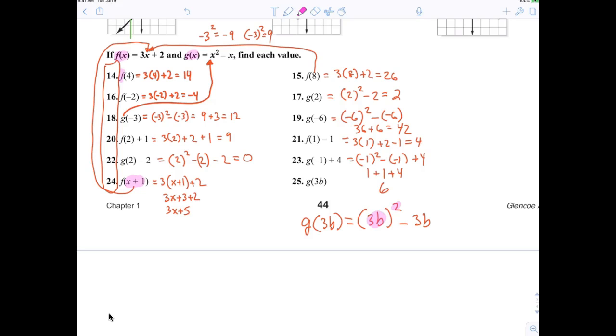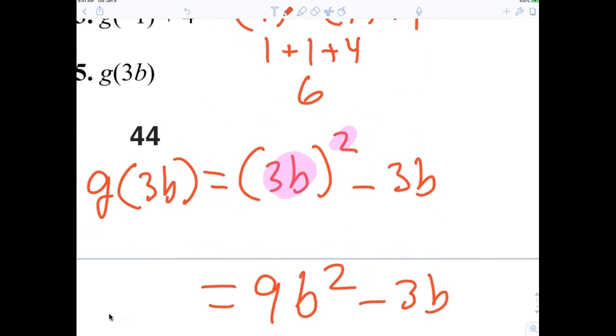So your answer is 9b squared minus 3b. Yeah, and you can't combine those because they're different. There's 1 squared and 1. Yeah, one's squared and one's not, so you can't combine them. Thank you for asking. Why are you keeping this on the b? Because look, it's in parentheses. That means you're doing it to both.